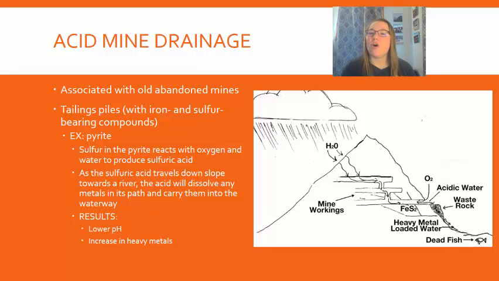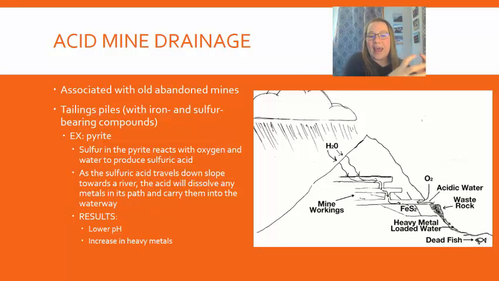Acid mine drainage is also an environmental impact of mining. Now, acid mine drainage is associated with old abandoned mines. So what happens here is the tailings and some of that waste rock from the old mine is piled up outside of the mine entrance. And if we're looking at that tailings, oftentimes it's going to contain iron and sulfur compounds. So what happens here is those compounds are going to react with oxygen and water to produce an acid. And that acid is going to leach out from that waste rock pile and move downstream towards the river.